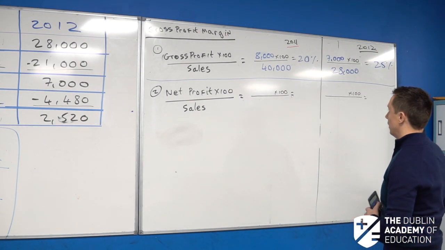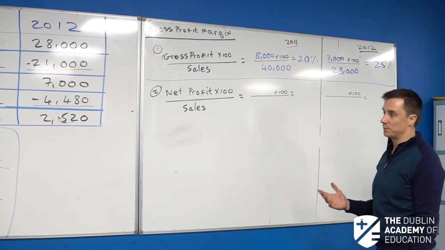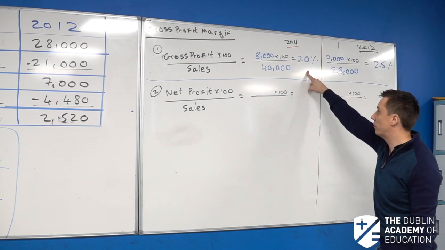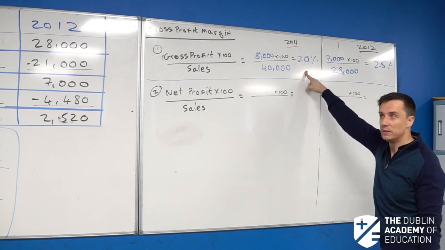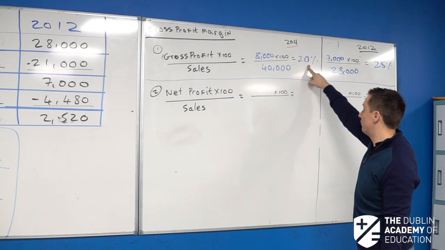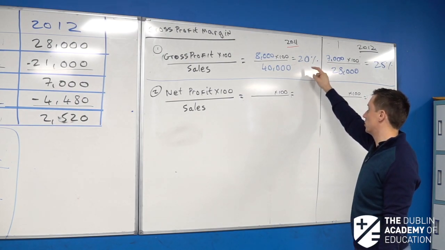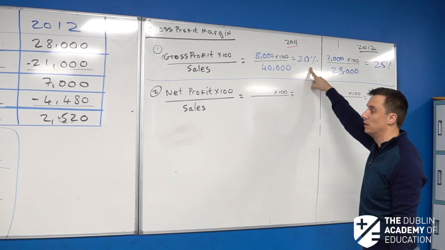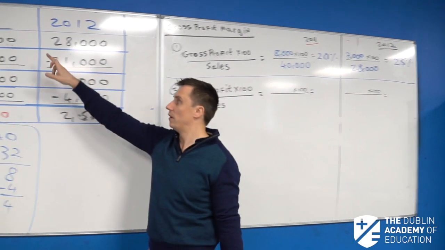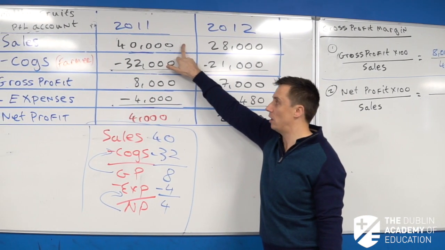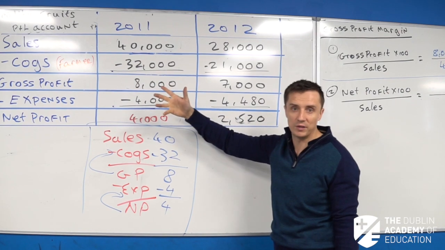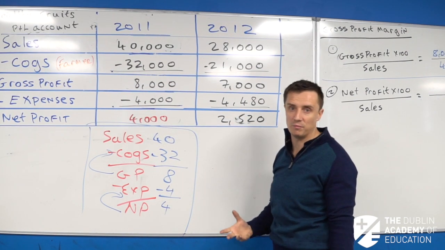Alright, so what does that actually tell us? Well, if I was talking about trends, if they're asking me to analyse this, in 2011 I know for every euro the company took in, they made 20% profit off their stock. So if this company took in 40,000 euro, what's 20% of 40,000 euro? 8,000, and that was the profit they made off their stock. So that's why you do the gross profit margin, right?